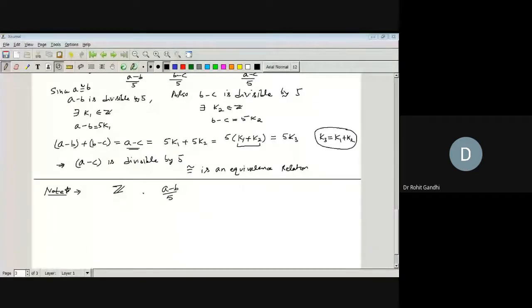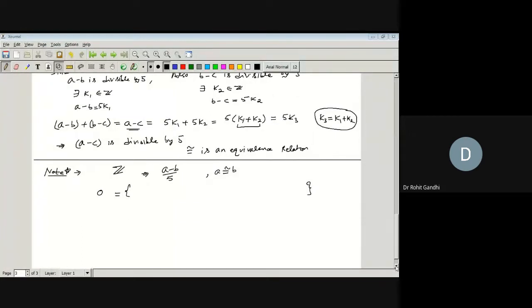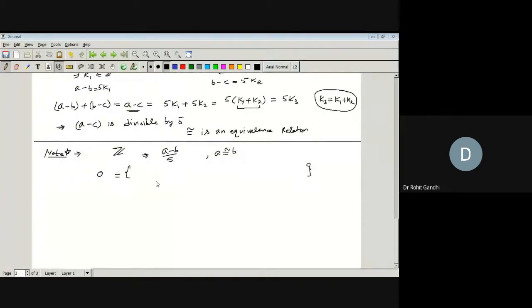So students, on integers, we have defined this relation that A minus B is divisible by 5. Then two elements are in relation with each other. Now, let me see the element 0. I want to see what are the elements which are related with 0. Yes, hurry up, who will tell? First I clear the feedback. Now you can raise your hand.